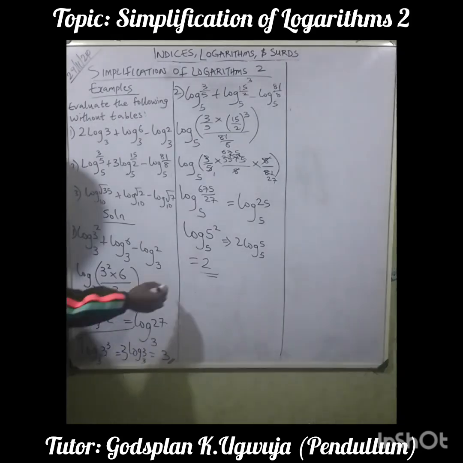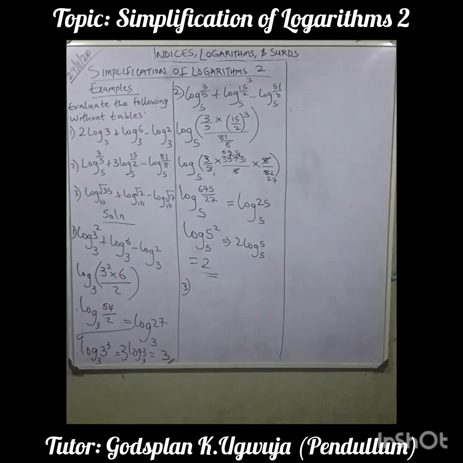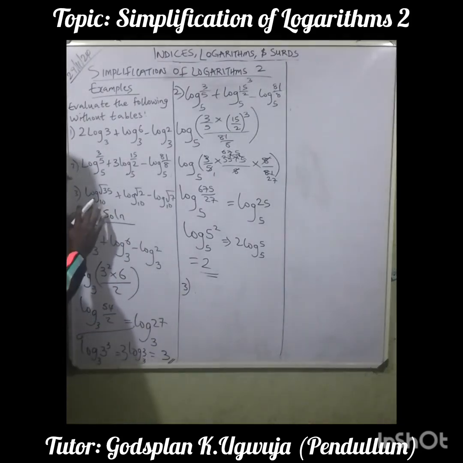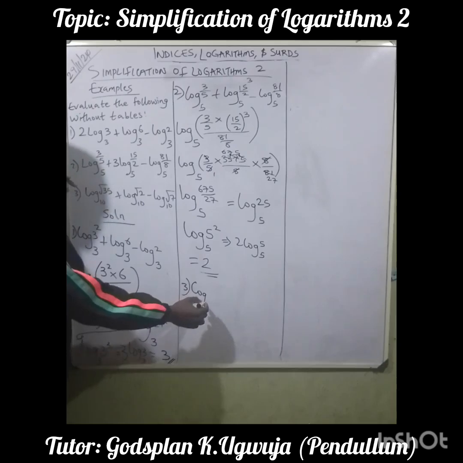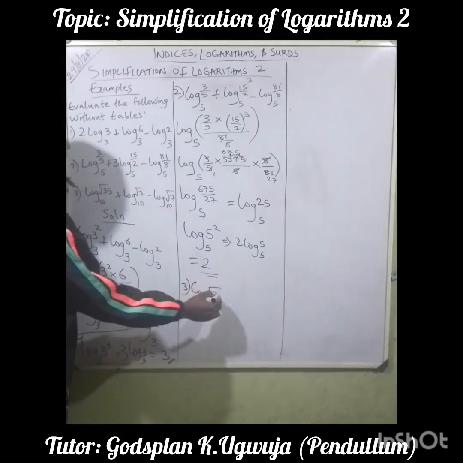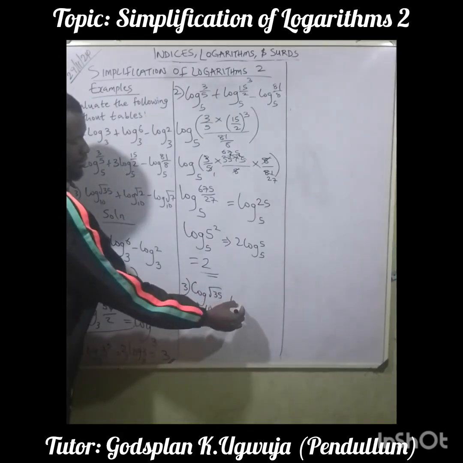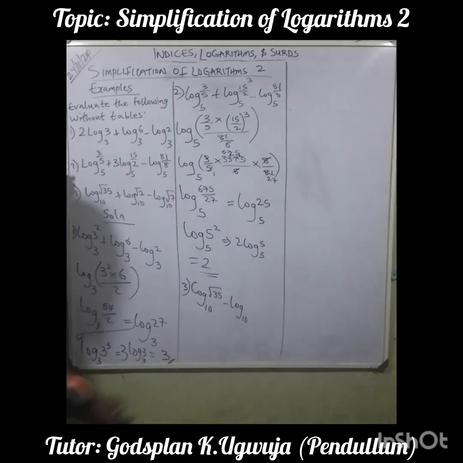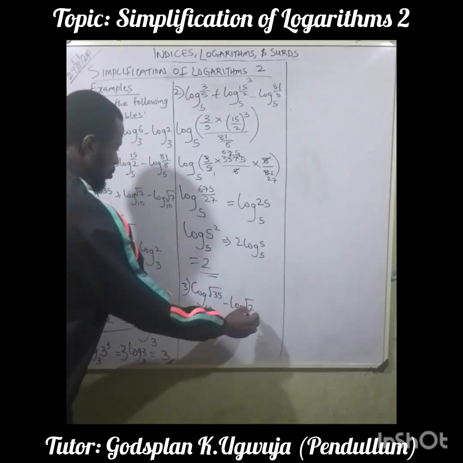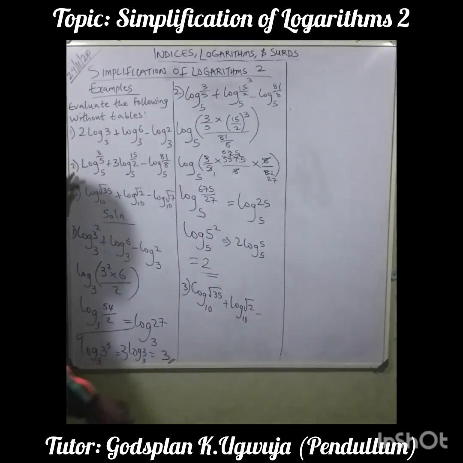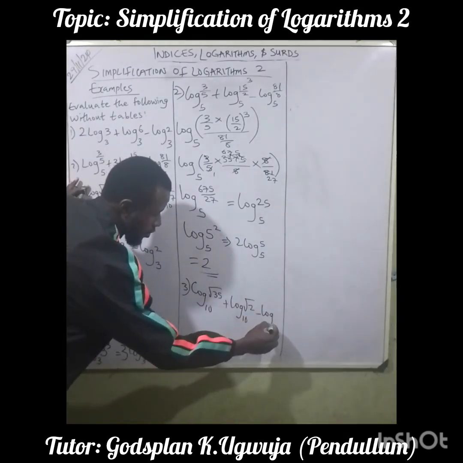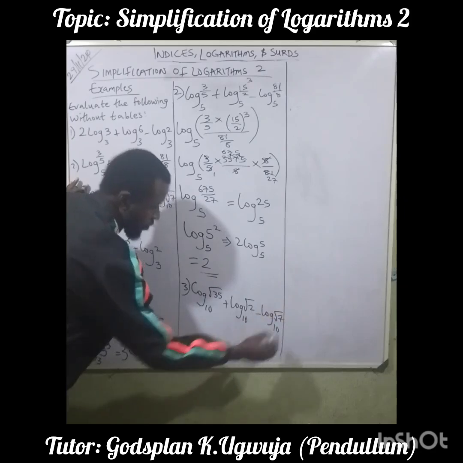Alright. And then finally number 3. Now we have, okay, let me write out the equation. Log 10 root 35 minus log 10 root 2, and this plus minus log 10 root 7.